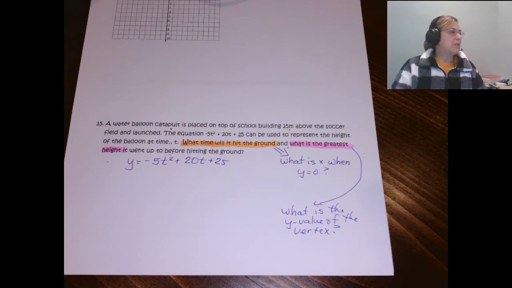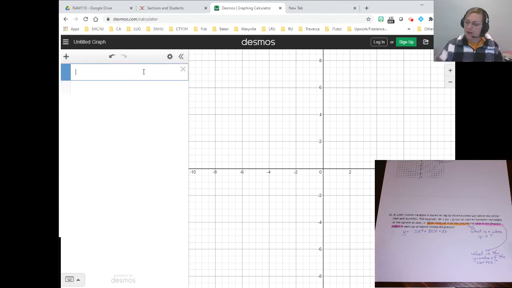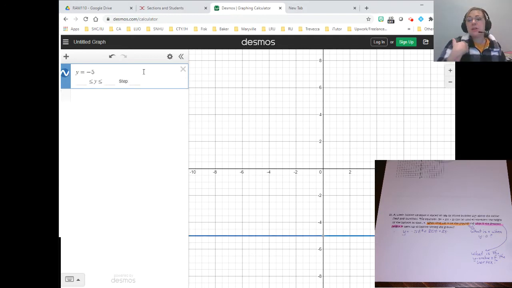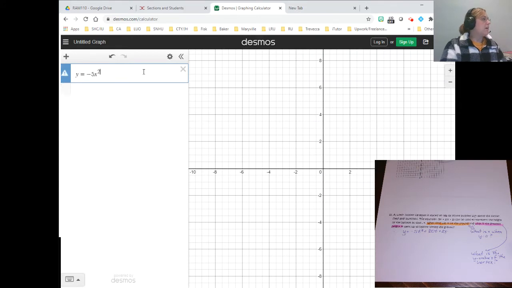Okay, so let me switch back over to our Desmos calculator. There it is. Let's clear out this old equation that we used last time. We're going to put in our new one from this problem. So I've got y equals -5. Now this time I'm going to use x instead of t. I know the problem had a t in it, but Desmos will understand it better if I put an x there. Okay, so let's put my equation in there.